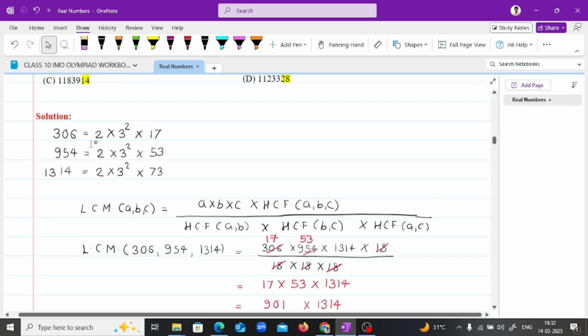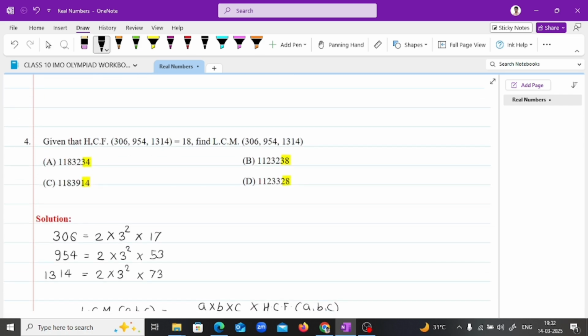And in the options we can see that there is only one option with last two digits 1 4, which is nothing but option C. So the answer of this question is option C, 1183914. So by using the option elimination method, that is the option cancellation method, we can easily find the answer to such types of questions without actually simplifying or multiplying whole numbers.